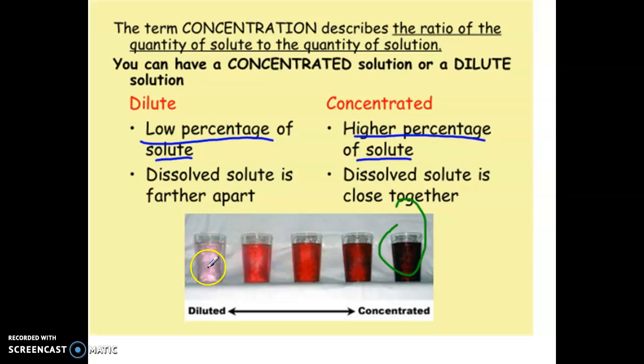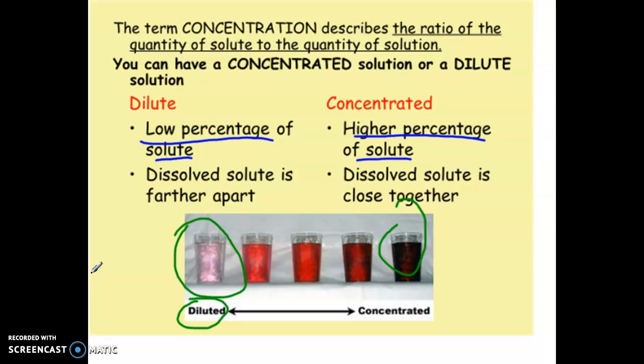As you go further and further to the left, you can see it's a very, very pale pink. This has a very small amount of solute. So this is the lowest concentration of solute, or we can say it is the most dilute. Maybe you've heard of the term dilute before. Sometimes it's also referred to as a watered down solution.